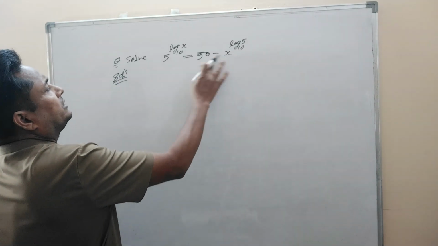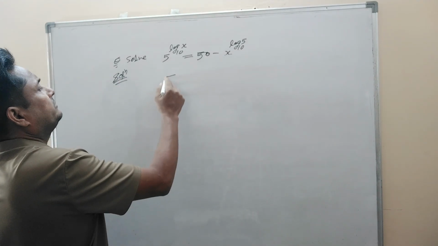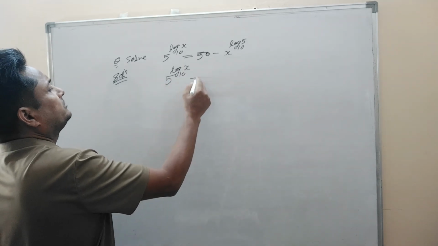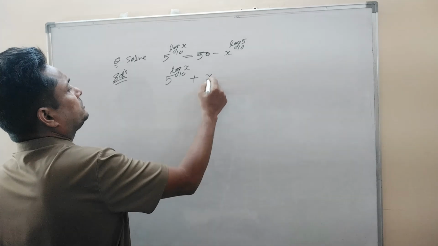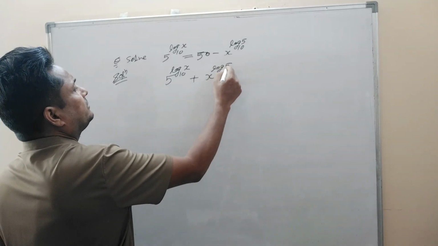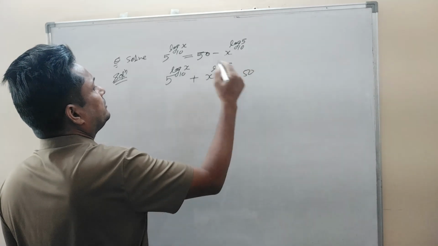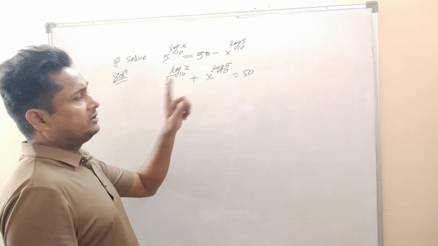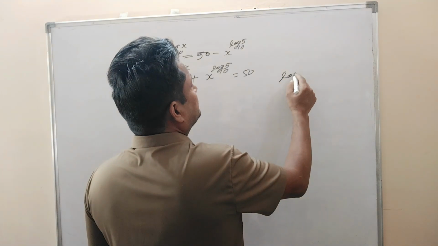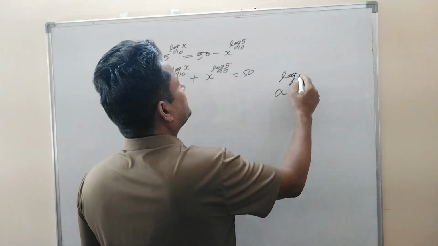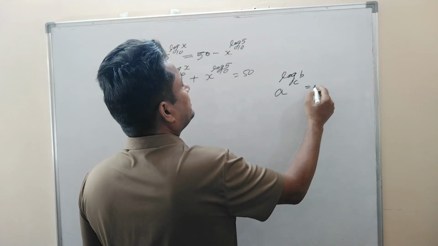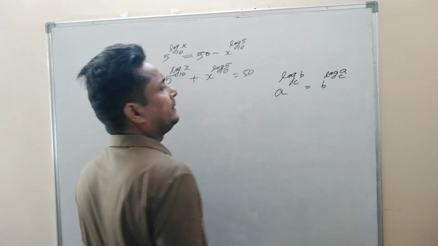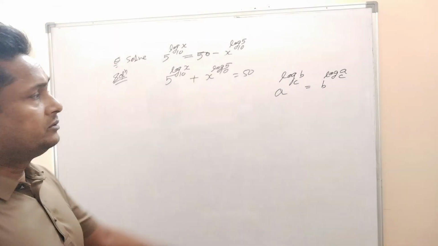So you can take the left hand side. It will be 5 to the power log of x base 10 plus x to the power log of 5 base 10 is equal to what? It is coming 50. Now I told you one property, a to the power log of b base c can be written as b to the power log of a base c. Right? I told you this property.